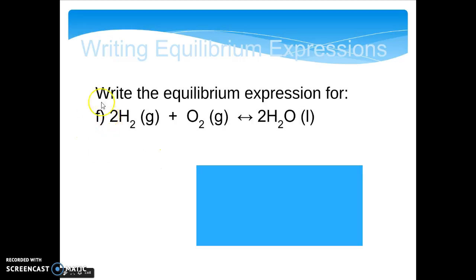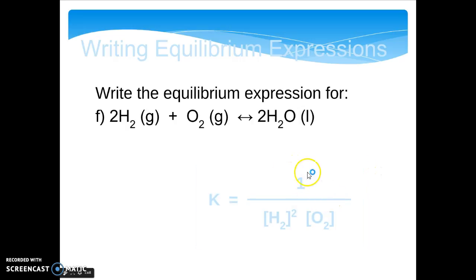All right, let's try another. So now we have liquid here for water. So that's not included, but it's on top. So we're going to include a 1 to kind of be a placeholder. And then on the bottom, we'll have the O2 and the H2. H2, of course, will be raised to the second power for its coefficient. So we see 1 on top, because the H2O was not included, over the O2 raised to the first power, the H2 raised to the second power from its coefficient.